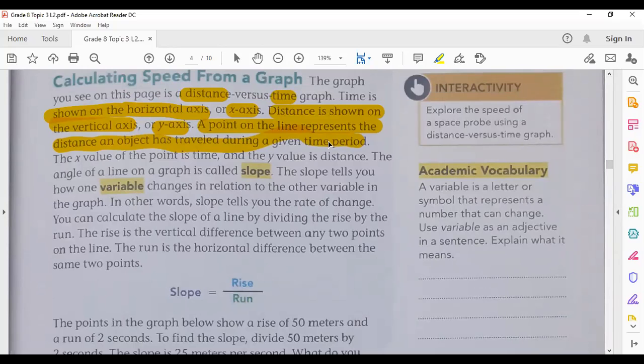A point on the line represents the distance an object has traveled during a given time period. The x value of the point is time, of course, and the y value is the distance. The x value on this graph is the time, and the y value is the distance. The angle of a line on a graph is called slope. Did you take slope in math? In math?